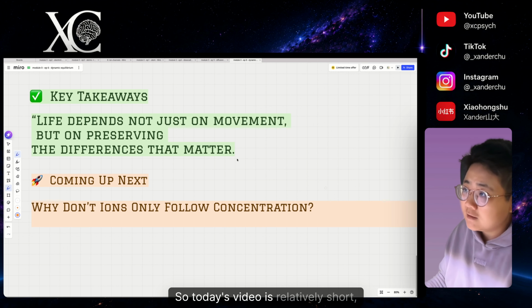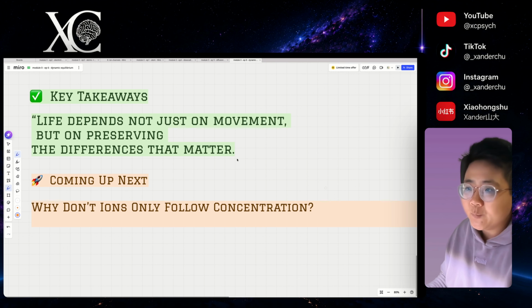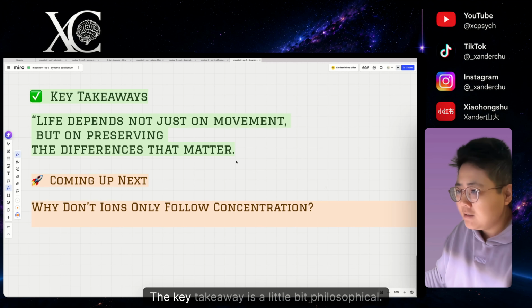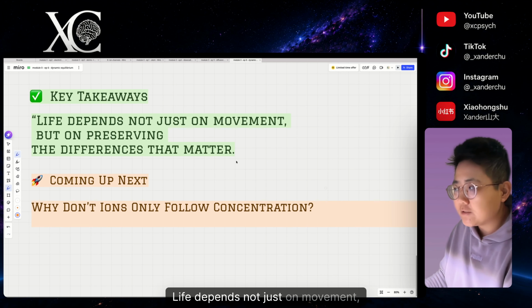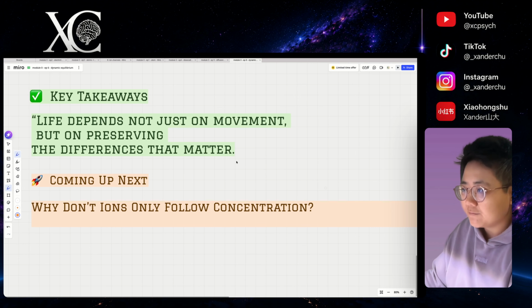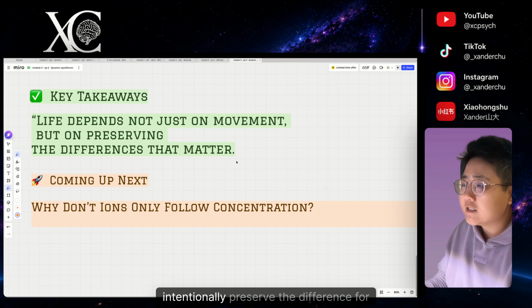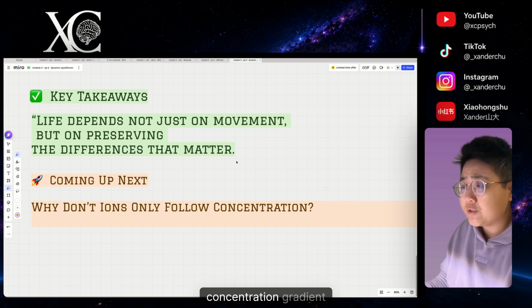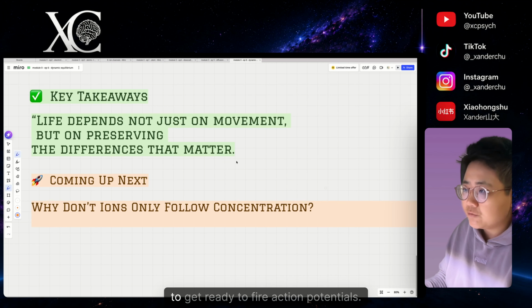So today's video is relatively short, but focused. The key takeaway is a little bit philosophical. Life depends not just on movement, but on preserving the differences that matter. Our cells, our neurons, intentionally preserve the difference for concentration gradient to get ready to fire action potentials.